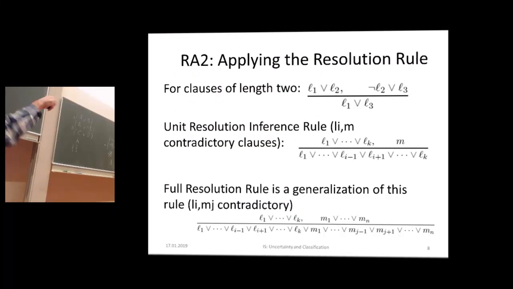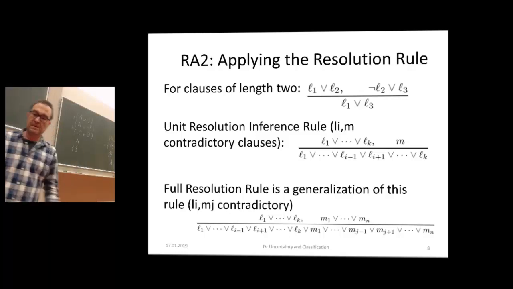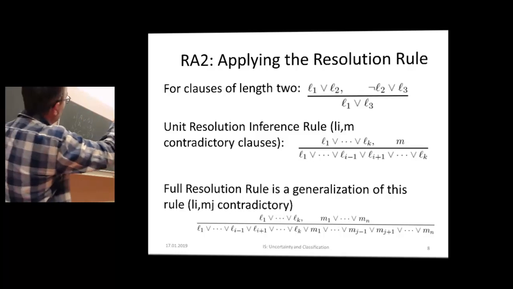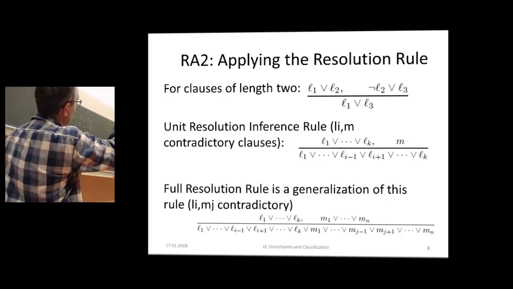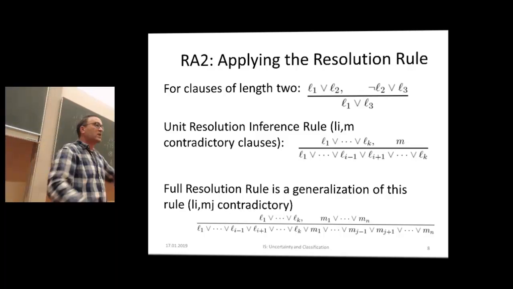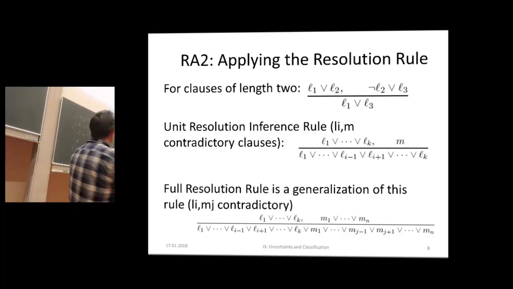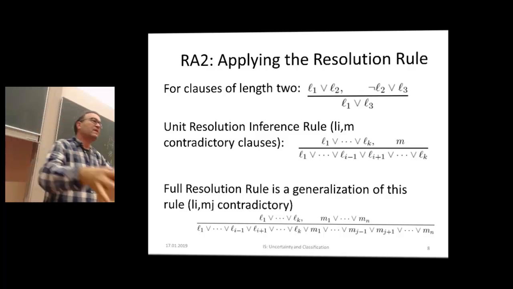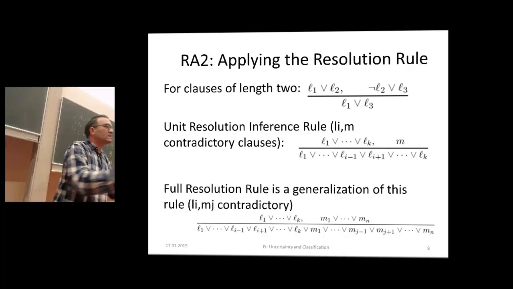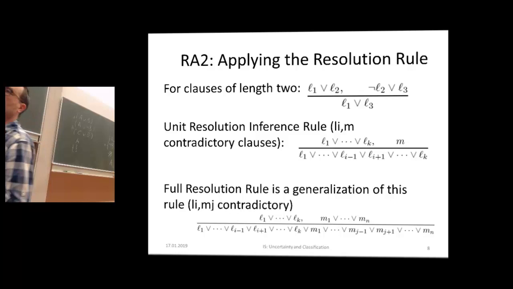And then there are more, so you can have a full resolution rule where you can look at all the contradictory elements. So you have an n-ary clause and an m-ary clause. Here are a clause of length k, and a clause of length n. And you just look at the literals that are contradictory, and you add everything that is not these two literals.